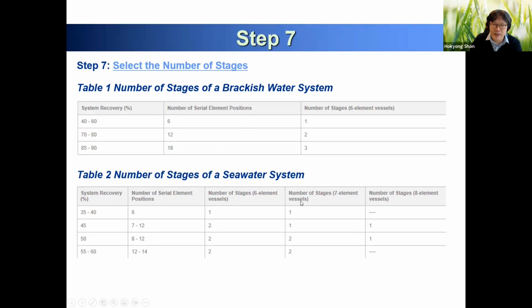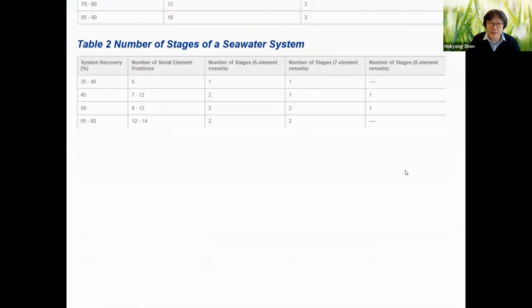If it's a 7-element vessel, also 1 or 2, you can design. Also, you can have a number of stages 8 into 1, 1. So based on your assignment, you can design a steady desalination plant. And in terms of quality, you can also design for 50%, maybe 6-element 2-stage or 7-element 2-stage. So you can fix this stage of your seawater desalination plant.